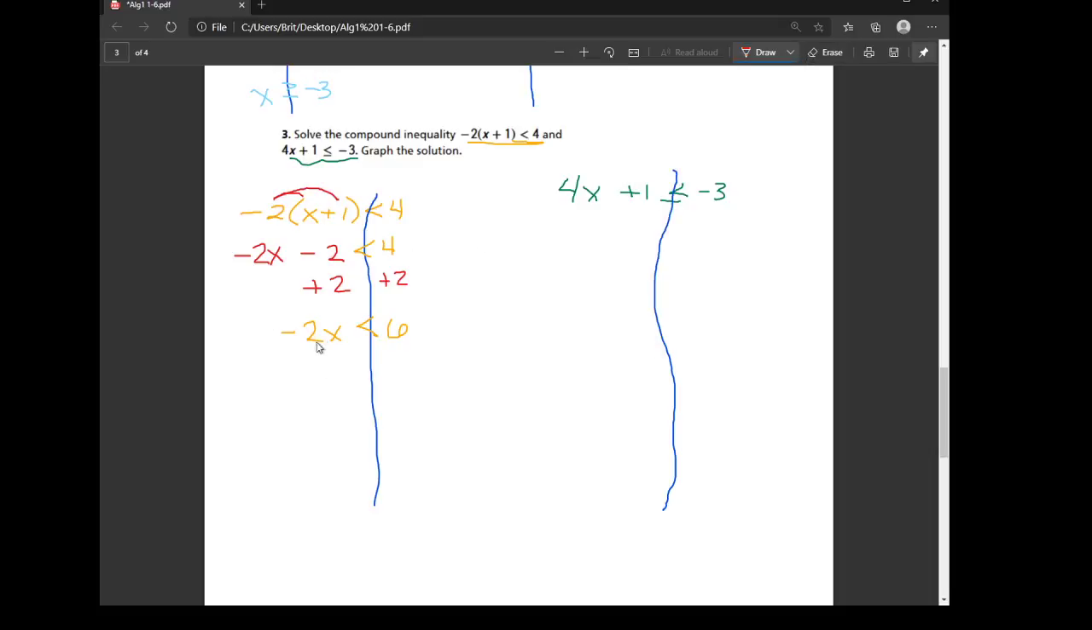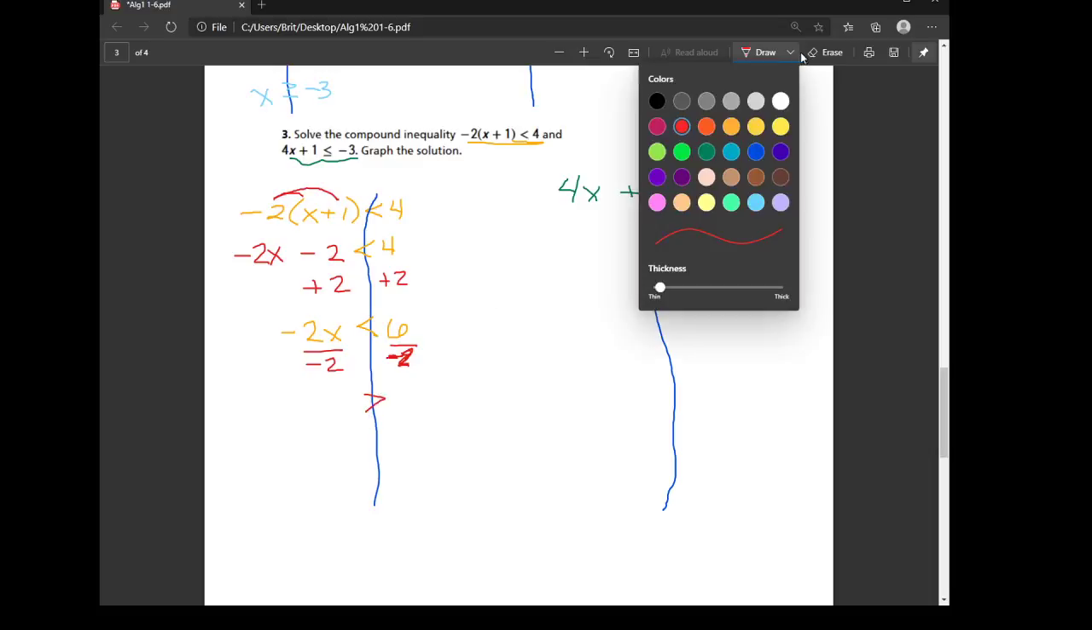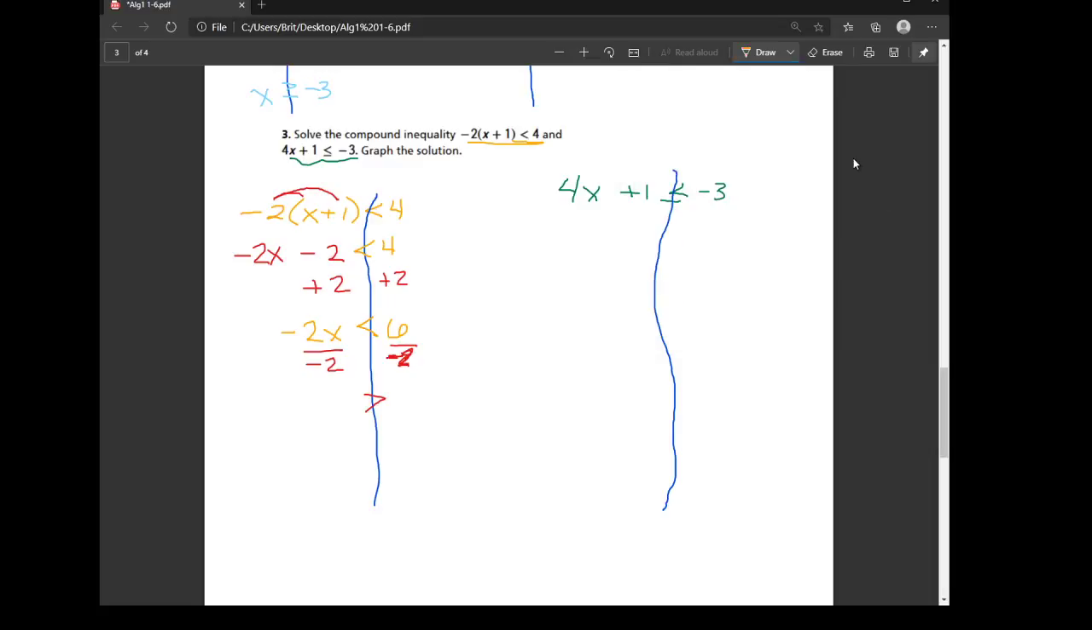And when I have a number and a letter squished together, this is multiplication. So to undo that multiplication, I'm going to divide both sides by negative 2. Now remember, when we go to divide, if you multiply or divide by that negative number, this inequality needs to change direction. So instead of it saying less than, now it's going to say greater than. So make sure that you do that flip or you're going to get your answer wrong. So I still have my x, and then 6 divided by negative 2 is negative 3.